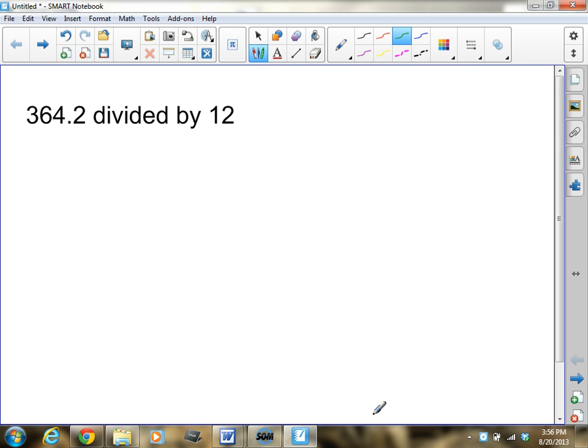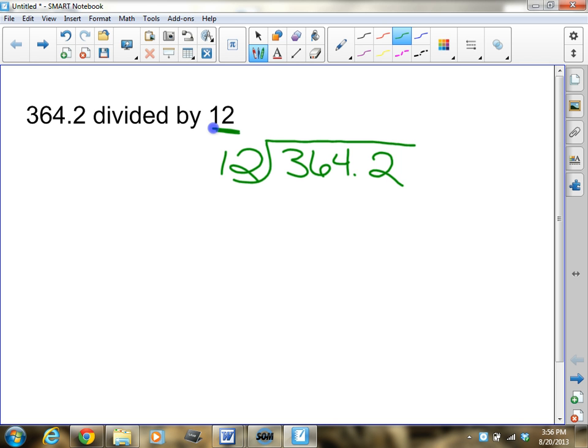Our first problem is 364 and 2/10 divided by 12. Now this one looks scary because it has a 2-digit divisor. But I'm just going to set it up just like I always set up division problems, with 364 and 2/10 inside and then 12 on the outside. Now, the decimal. This is the first thing I want to deal with because it's the first thing that I tend to forget to do when I get toward the end of the problem. And without that decimal, the entire problem is wrong.